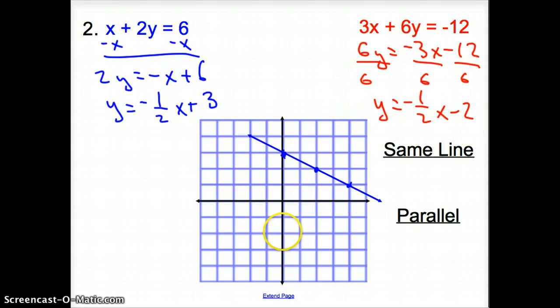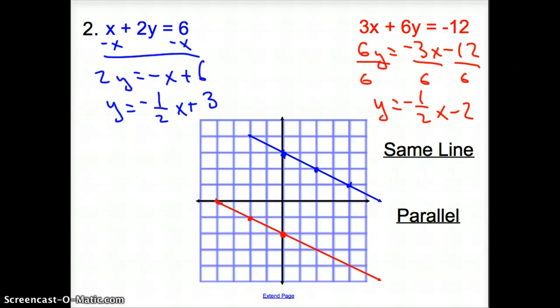Start with your y-intercept, graph your y-intercept, and then we go up 1, and we want a negative slope, so we have to go over to the left 2 because we want to create a negative slope. So now again, I'm going to graph this line.